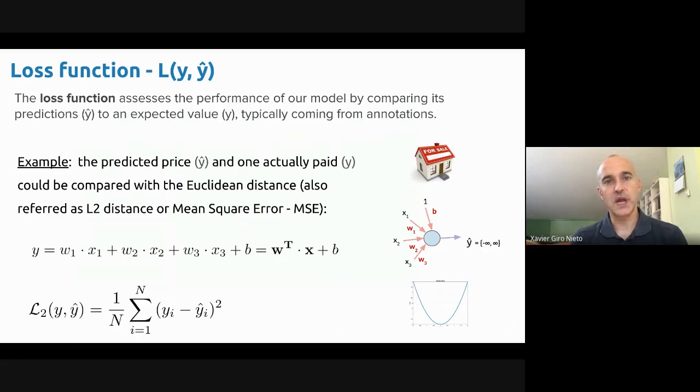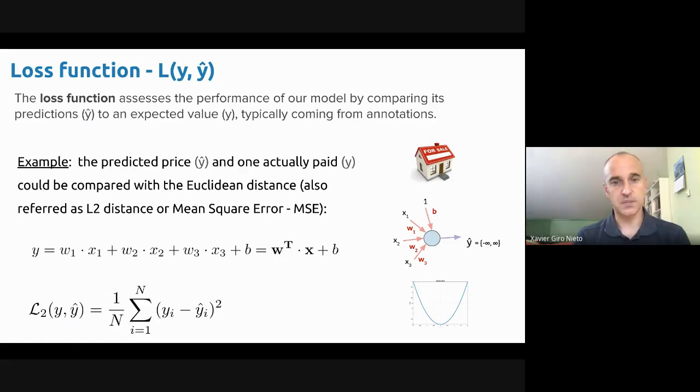Before presenting backpropagation, I need to introduce a concept that you will see in more detail in the future, which is the concept of loss function. The loss function assesses the performance of our model by comparing its predictions, that's going to be y hat, to an expected value, y, which is typically coming from annotations. That will be the ground truth value. For example, imagine the predicted price y hat of our model and the one that we actually paid, like y, that will be the ground truth.